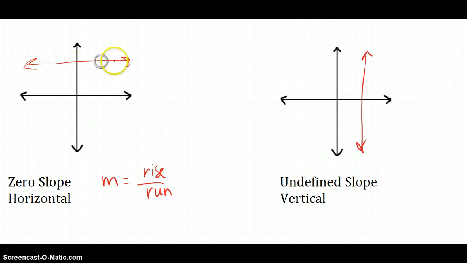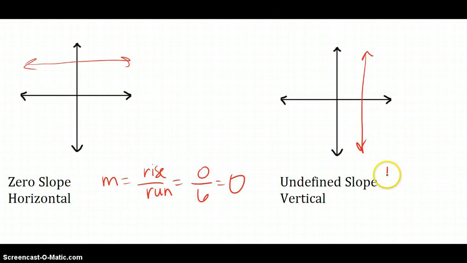If I'm looking at this horizontal line, there's no change in the run. It's not going up and down at all. It's only going side to side. So there is no rise. The rise is 0 over whatever number. It doesn't matter what it is. This could be anything. We'll just put 6 because 0 over any number is just going to be 0. So that's why the slope is 0.